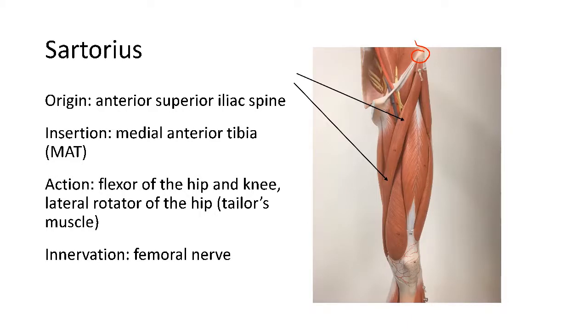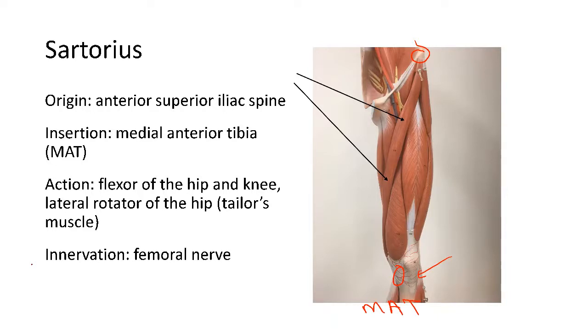And so it's coming from the high point on the os coxa. It wraps all the way down to the tibia, and it's not on the tibial tuberosity. It is on the medial anterior tibia. And this medial anterior tibia is not on the tibial tuberosity. The arrow is on the tibial tuberosity. This is to the medial side of that.